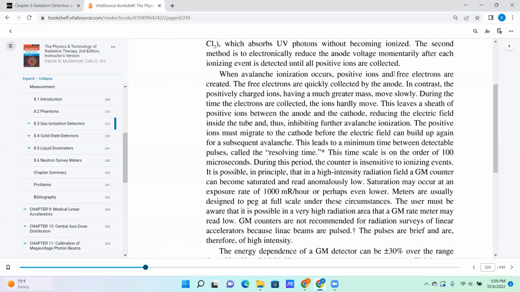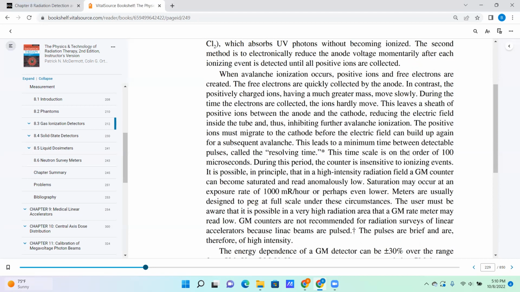When ionization occurs, positive ions and free electrons are created. Free electrons are quickly collected by the anode. In contrast, the positively charged ions have a much greater mass and move slowly. During the time the electrons are collected, the ions hardly move. This leaves a sheath of positive ions between the anode and the cathode, reducing the electric field inside the tube and thus inhibiting further avalanche ionization. The positive ions must migrate to the cathode before the electric field can build up again for a subsequent avalanche.